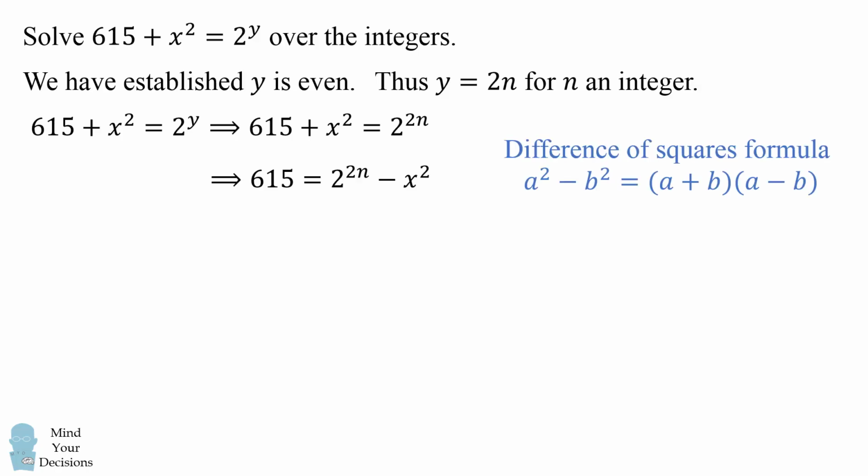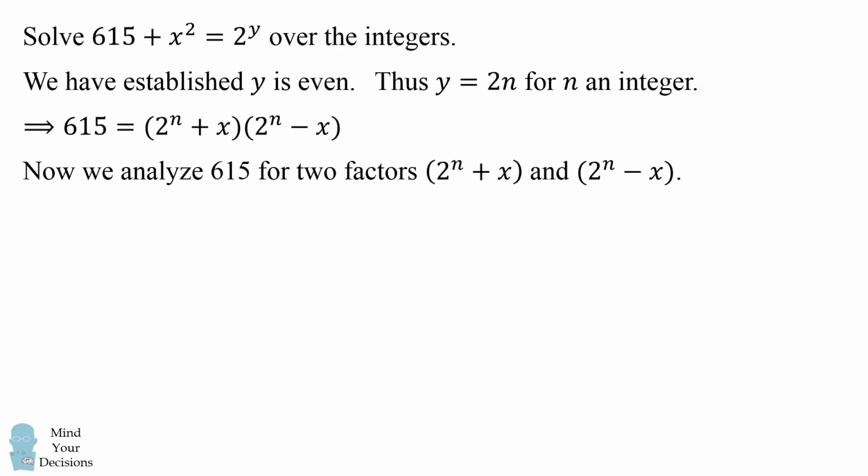On the right-hand side, we have a difference of squares. So we can use the difference of squares formula that a squared minus b squared is equal to the quantity a plus b times the quantity a minus b. In this case, we can factor that 615 is equal to the quantity 2 to the n plus x times 2 to the n minus x.